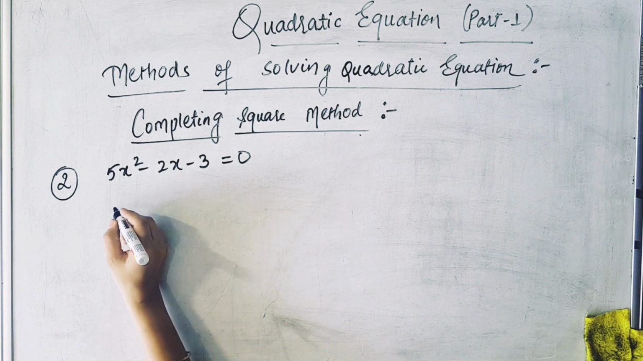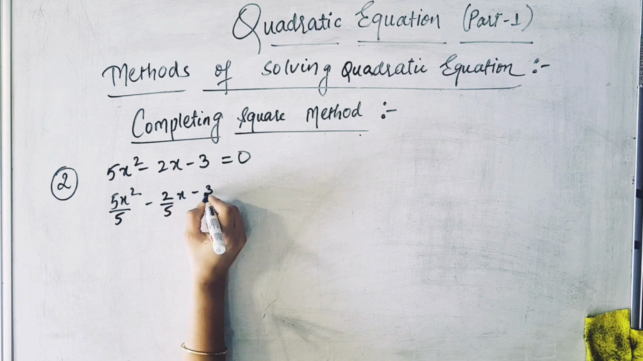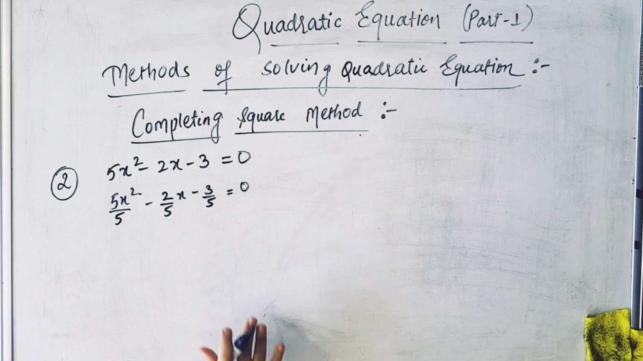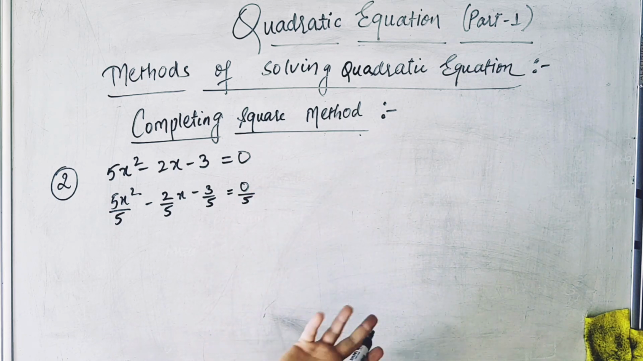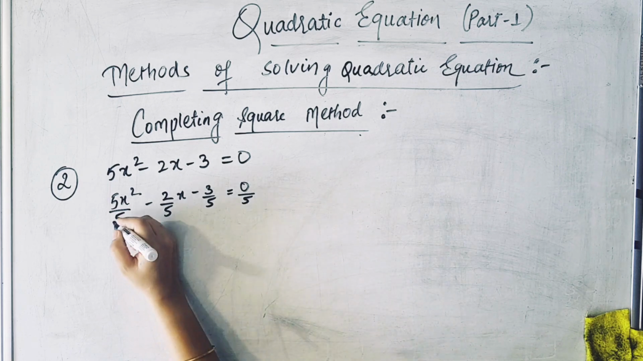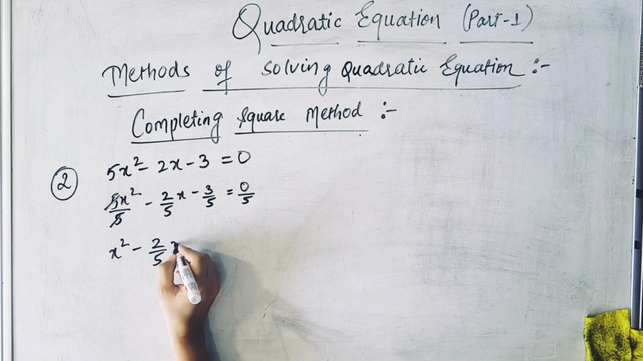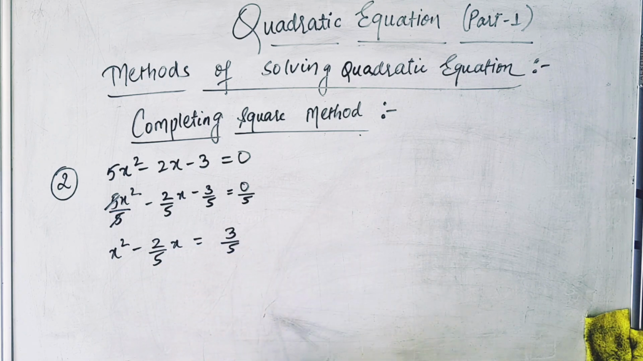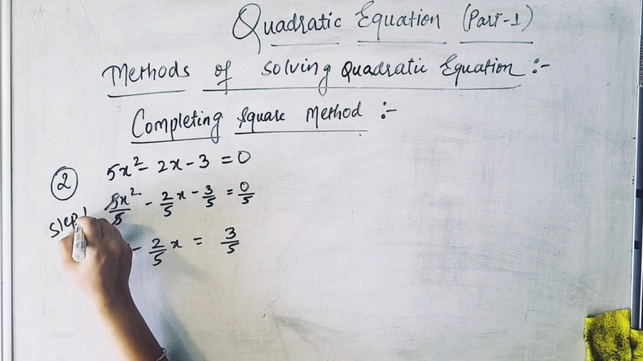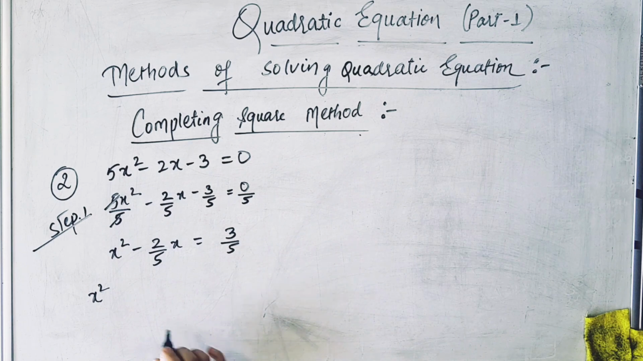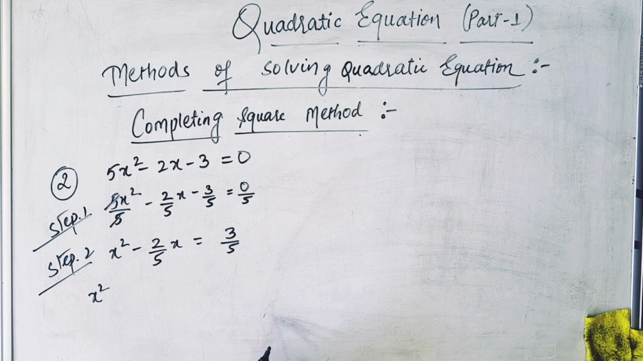Step 1 was this, so we'll get 5x square by 5 minus 2 by 5x minus 3 by 5. We divided the whole quadratic equation by 5. If we do it over here also, we'll get 0 only, no problem in that. Now the next step was to shift the constant term to the other side, so x square minus 2/5x equals 3/5. This is step 1, that the coefficient of x square should be 1, and this is step 2, we have to shift the constant term to the other side.